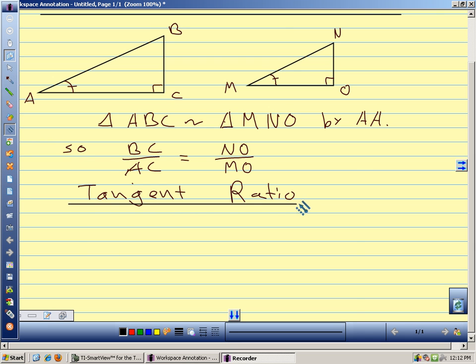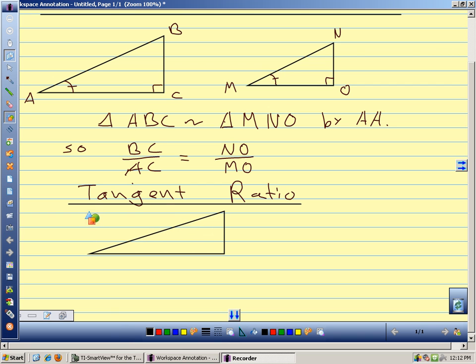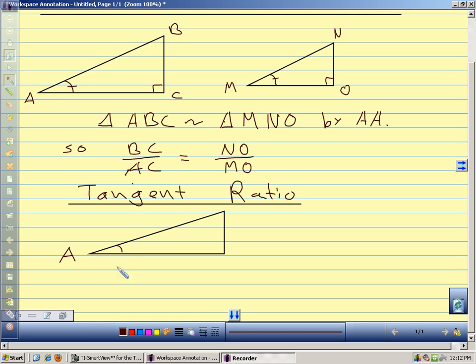So we'll draw a picture and define our tangent ratio. I'll make it down here. For this triangle, we're going to say that this is A. In trigonometry, we usually name the angle with this symbol called theta. So this is theta, and this is our 90-degree angle.